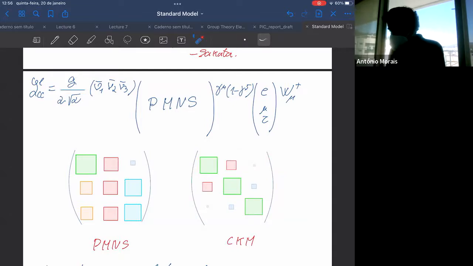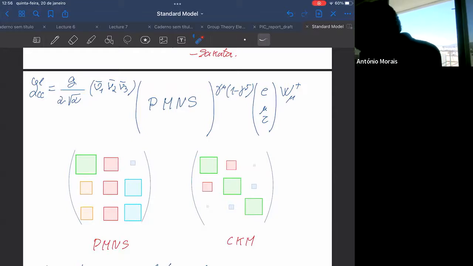It's not that symmetric. Well, yeah. It is. There is this tri-bimaximal structure. Yes, it is. In that sense, it is. I was thinking in terms of other symmetries, but no, yeah, exactly.